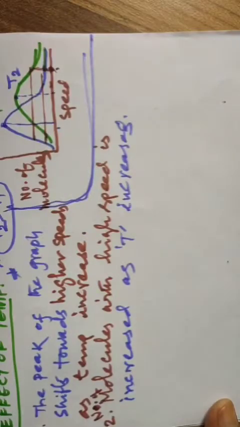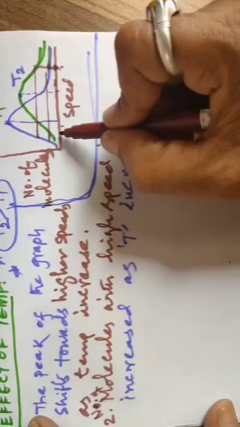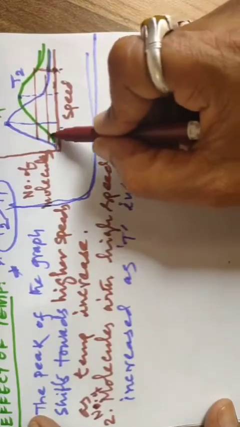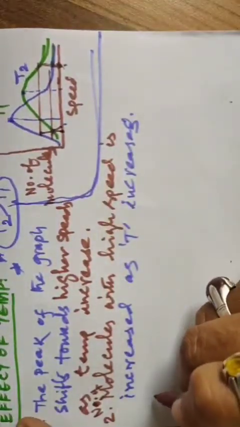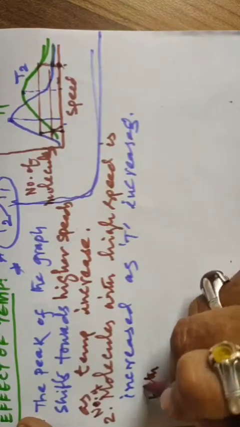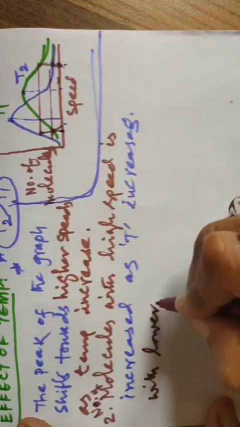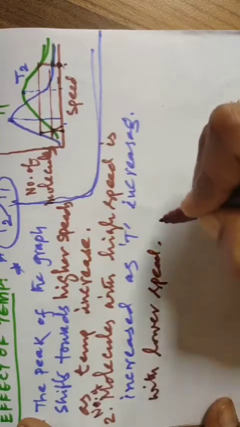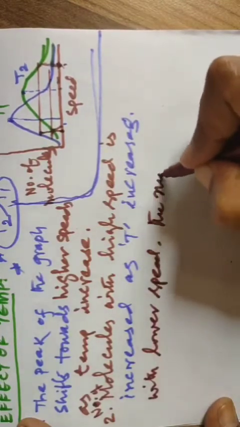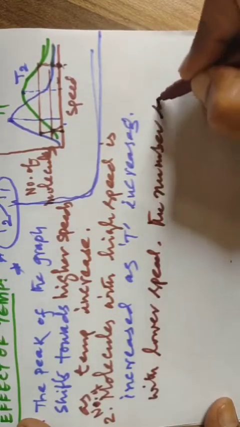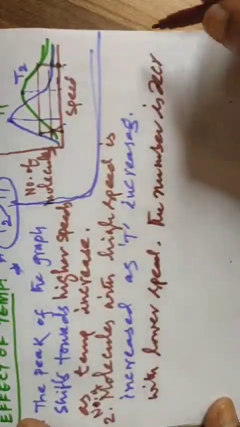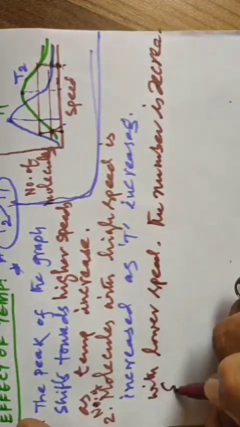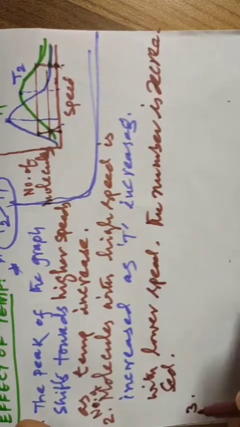At the same time, with lower speed, the number of molecules is decreased. One is decreased, another one is increased. This you have to identify from the graph.